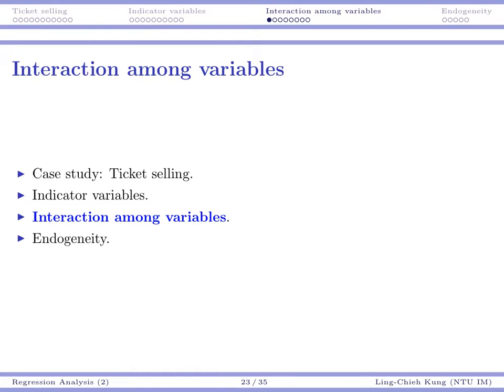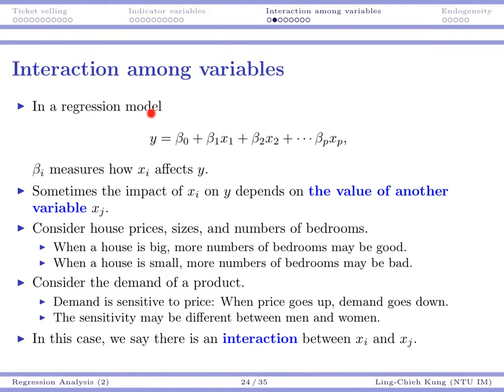Okay, now our second topic is about modeling the interaction among variables. So in a typical regression model, we have a dependent variable and a few independent variables. For each independent variable, there is a coefficient, and that measures how xi affects y. Okay, we are pretty familiar with that. But sometimes the impact of one independent variable on the dependent variable depends on the value of another variable. Okay, that's possible.